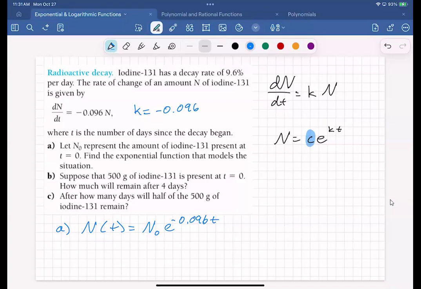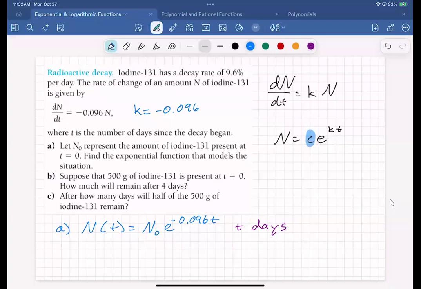What does part B tell us to do then? It says we're looking at this decay rate of 9.6% per day. So make sure we catch that. I should have said before that when we see t here, it's t days. Always make sure you check that, because different elements have different rates of decay. Some are years, some are days, some are hours, all depending on what you're working with, okay? The second part, though, says, suppose that 500 grams of this are present at time 0. How much will remain after 4 days?